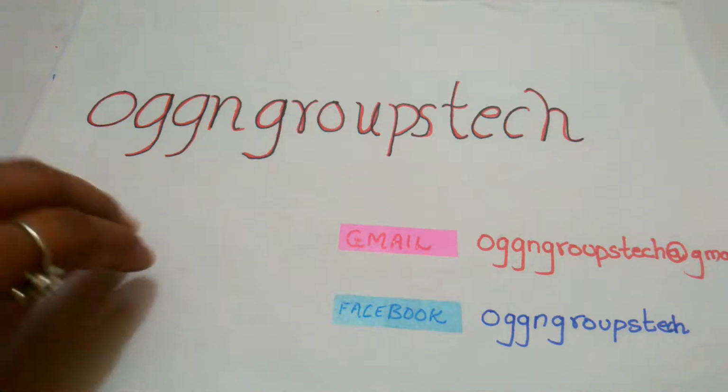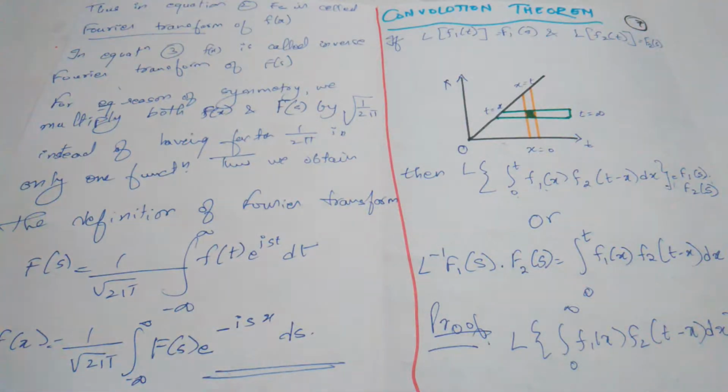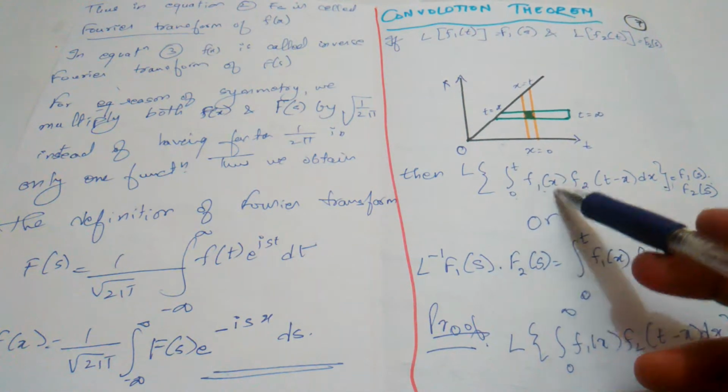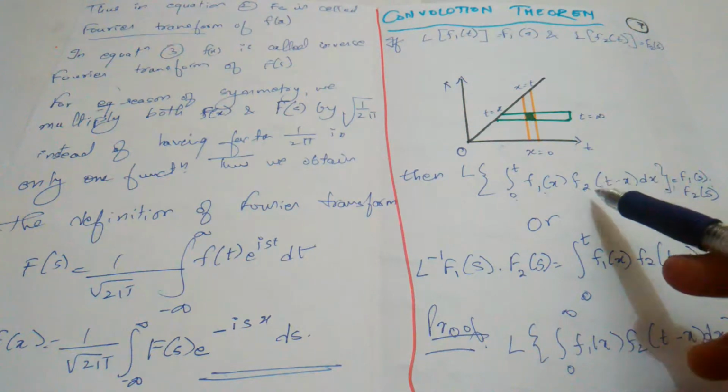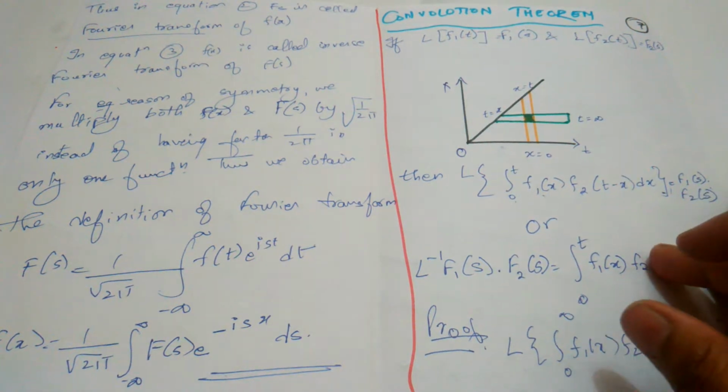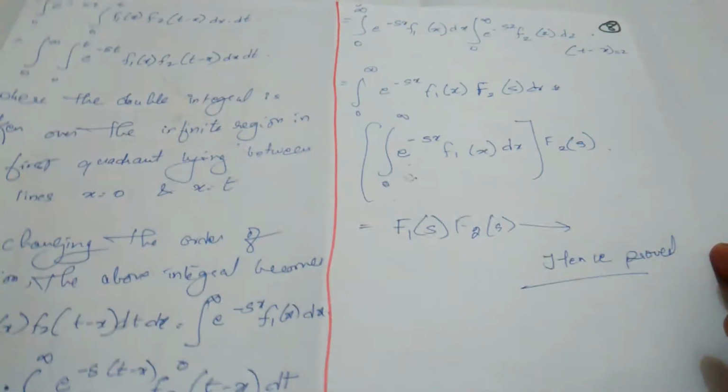Before that, what we did in the last lecture is the convolution theorem. In that we proved that the L of integral 0 to t f1 of t and f2 of t minus x dx is equal to f1 of s into f2 of s. So we have done a full proof for this. Now, as we are going to start a new topic, the Fourier transform of derivatives, let's start that.